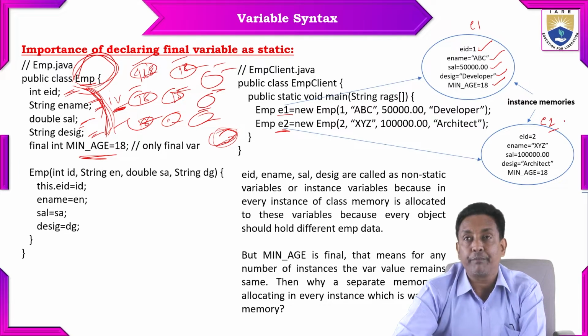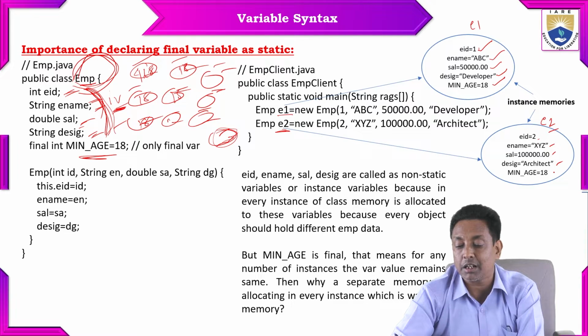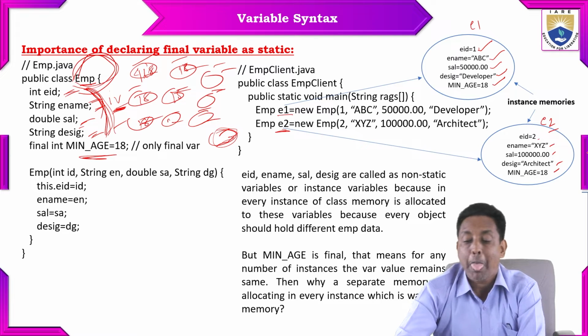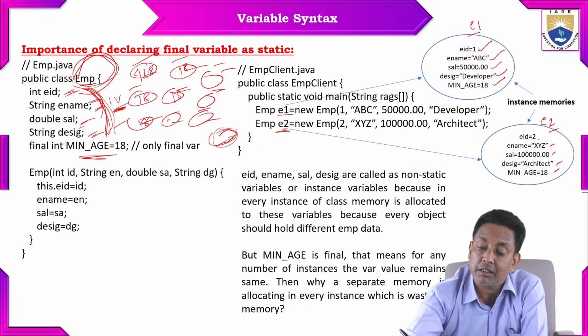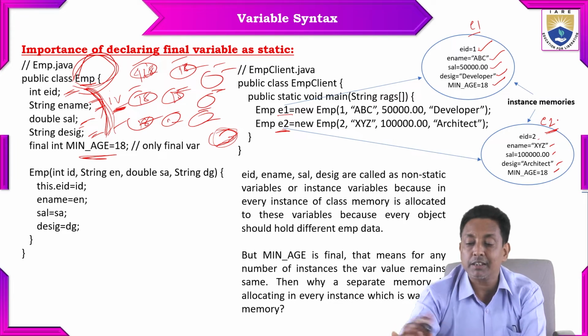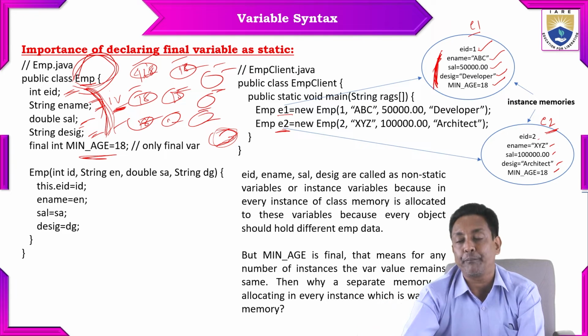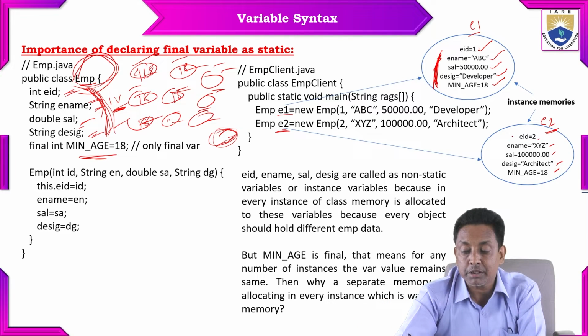Employee 2 object. In the employee 2 object, employee ID is 2, employee name is XYZ, salary is 1 lakh, designation is architect, and min_age is 18. And here, the state of this employee object is different from the state of the other employee object. State is nothing but the values assigned to all the instance variables of that employee. Object state means the variable values inside an object. This is object state.